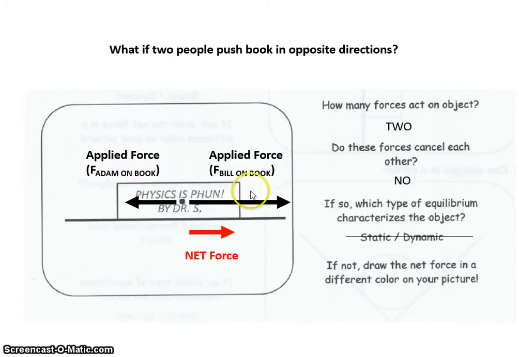Okay, so sometimes objects accelerate, right? This book would actually accelerate to the right, and we know that because we have a net force, and we kind of figured that out from our picture, or at least we're showing it from the picture. Okay, so free body diagrams, that's how they work.